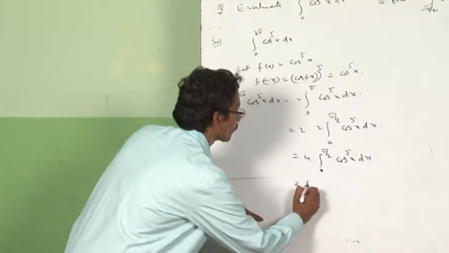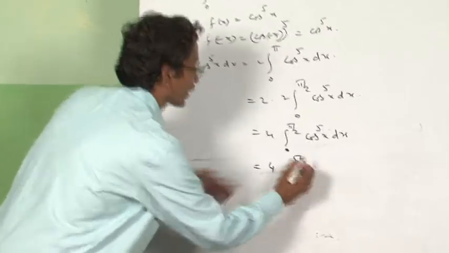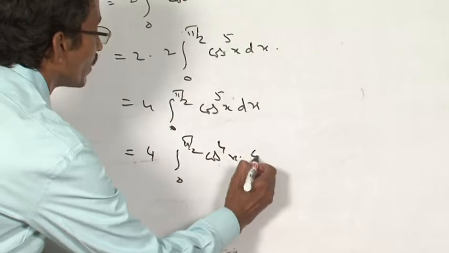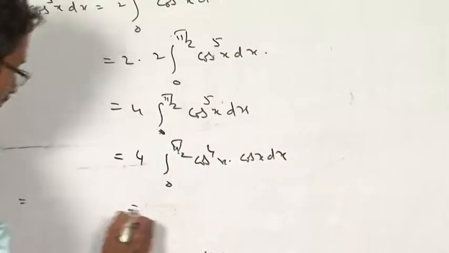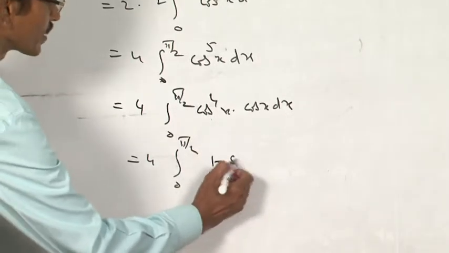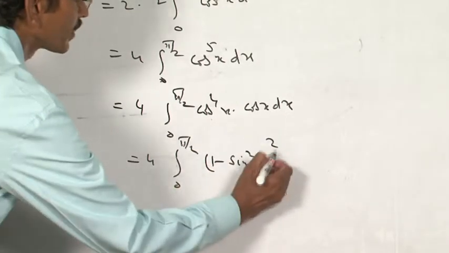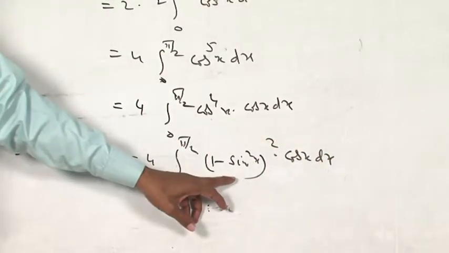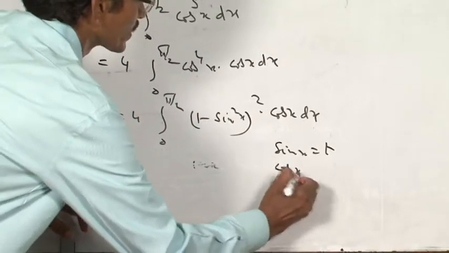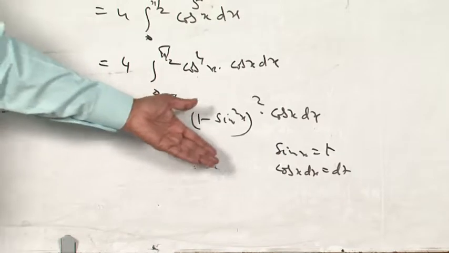This is equal to 4 into the integral from 0 to pi by 2. I write cos^5 x as cos^4 x into cos x dx. So, this is equal to 4 into the integral from 0 to pi by 2 of (1 minus sin^2 x) whole square into cos x dx. Take the substitution sin x equal to t, so cos x dx is equal to dt. Then afterwards you substitute these values and evaluate it completely.